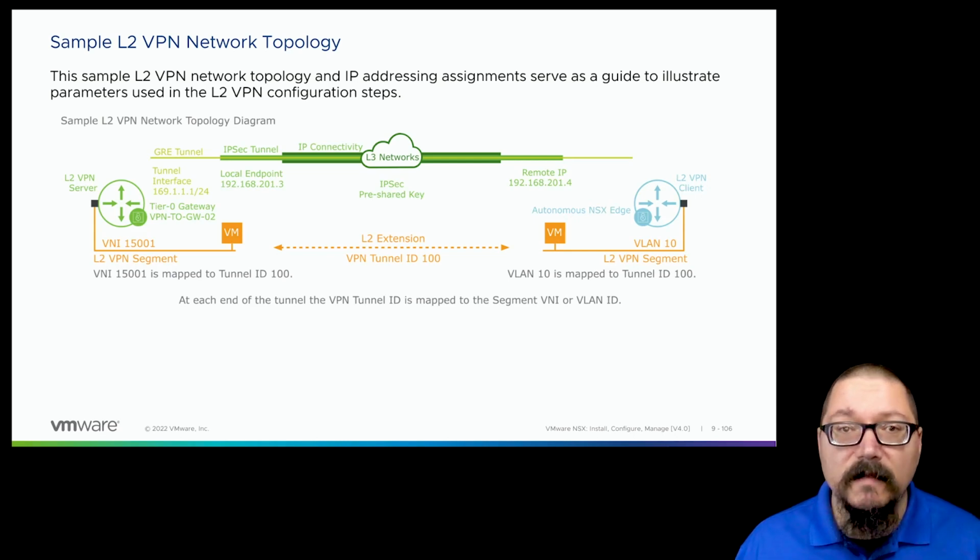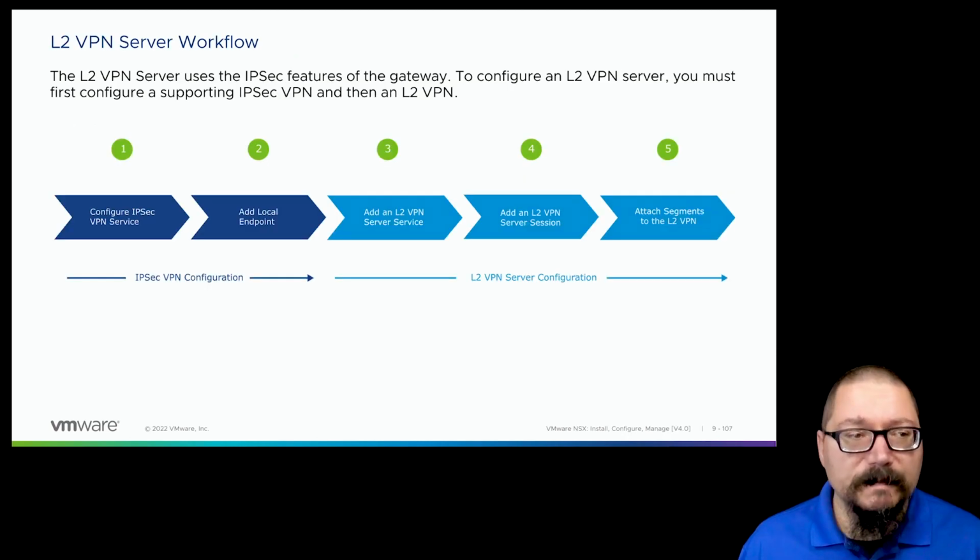On the right side, we have a VLAN network. We're using the layer 2 VPN to tie those two networks together using tunnel ID 100, right? So when the client or server receives traffic to or from tunnel ID 100, we're going to send that to the appropriate backend segment. Now, how do we create this?